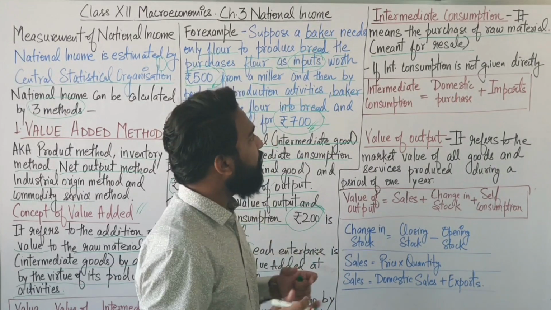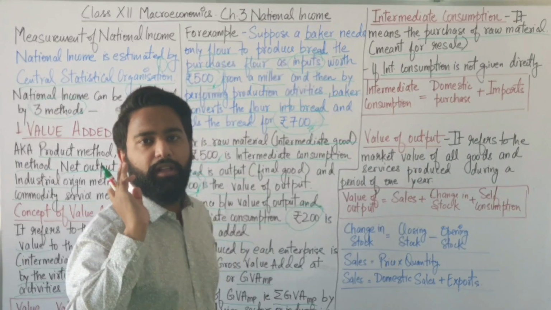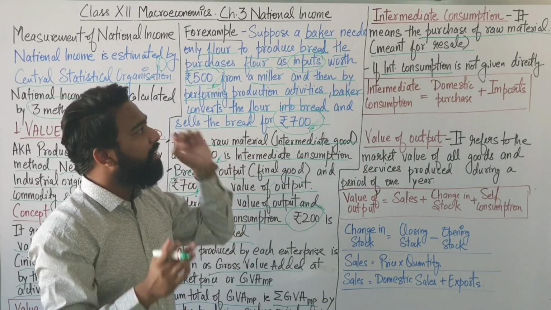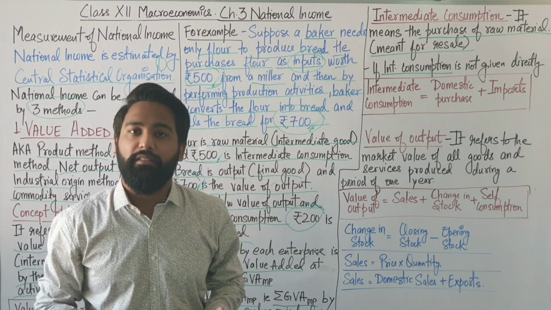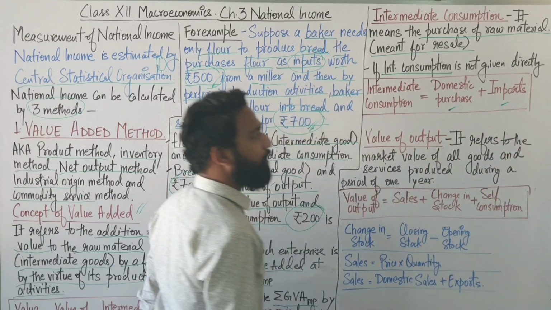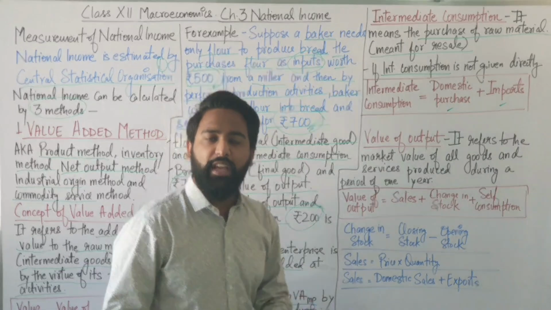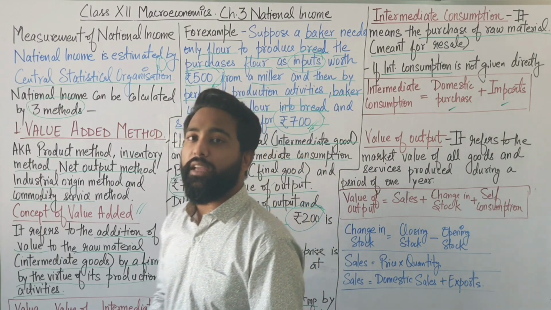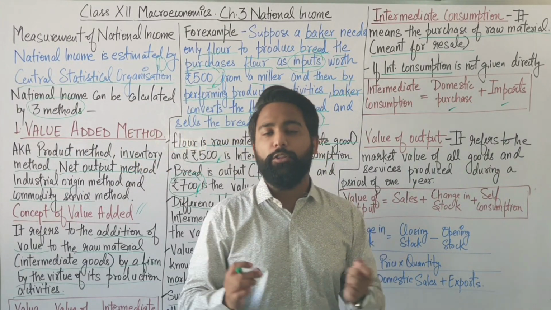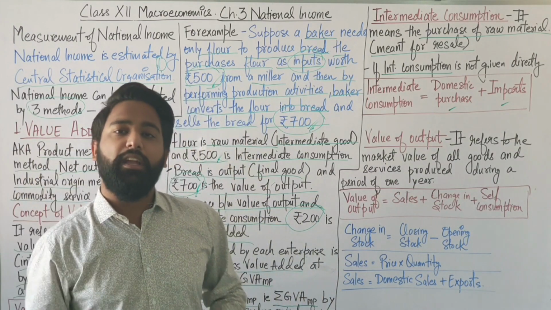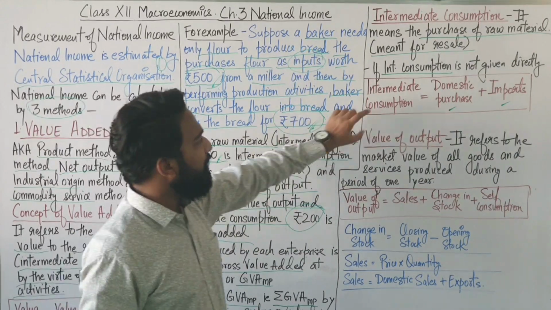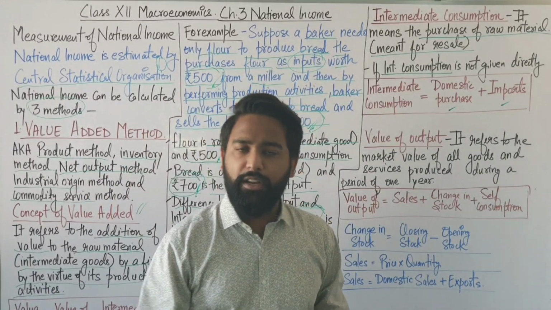Now in numerical questions, there will be problems in which the value of intermediate consumption is given directly, for example, intermediate consumption is 300 crore. But if it is not given, then we have to calculate it with the help of domestic purchases and imports. Domestic purchase means all the raw material purchased within the domestic territory, and imports means all the raw material purchased from outside the domestic territory. Is that clear? We add both and get the intermediate consumption. Basically, intermediate consumption means purchase of raw material, whether from our country or from outside.